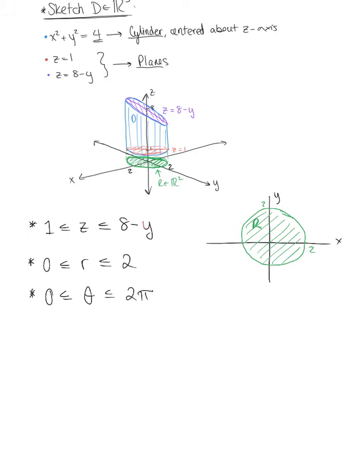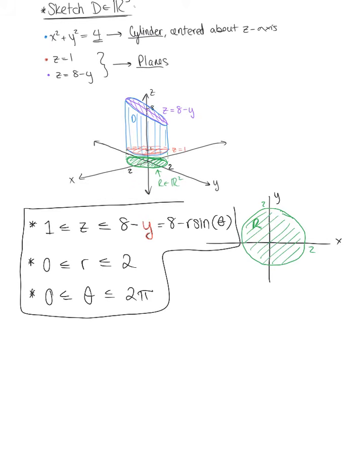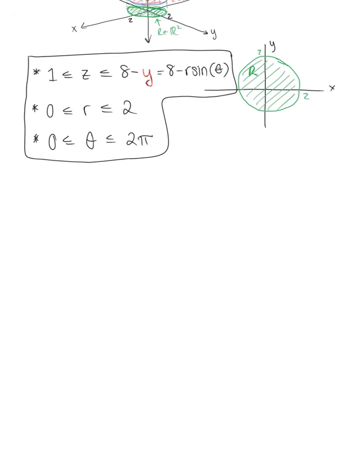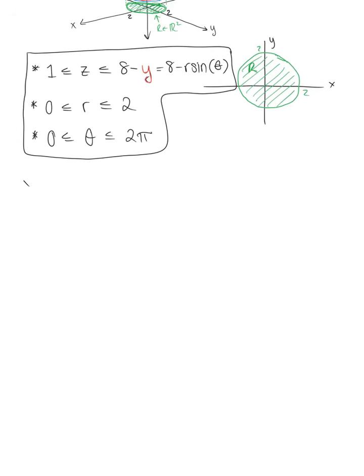Looking back at our z bounds, we want to rewrite y using our polar coordinate conversion formula. So this is going to be 8 minus r sine theta. These are the bounds of our solid region D. With these bounds, the only thing remaining to find is the divergence of the vector field before we integrate.